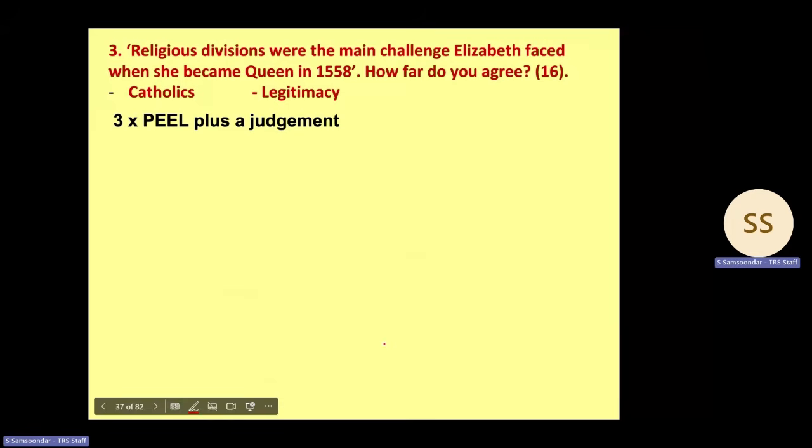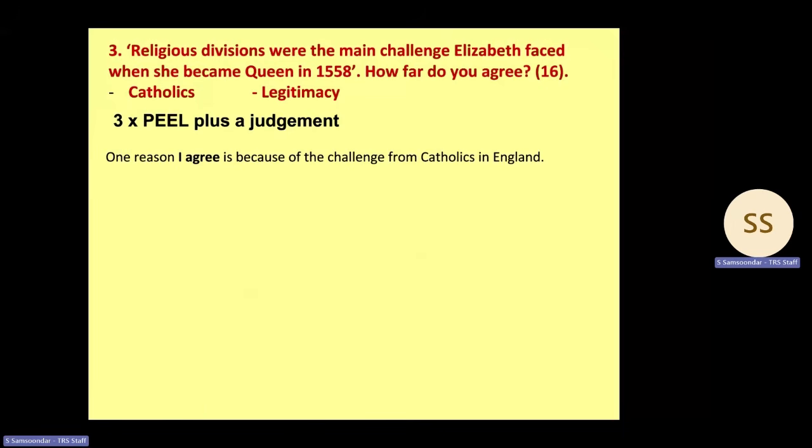A reminder, 16-mark questions require 3-point evidence, explain, link paragraphs, plus a judgment. That link's really important. It's how you show that you're addressing the question, the issue of do you agree or disagree. And here's an example paragraph for you. The question is, religious divisions were the main challenge Elizabeth faced. So this is an agree paragraph.